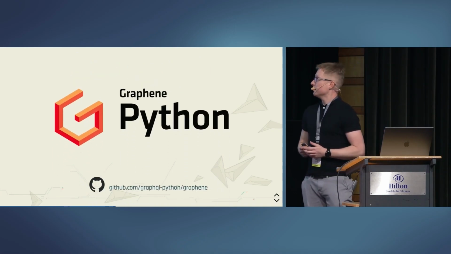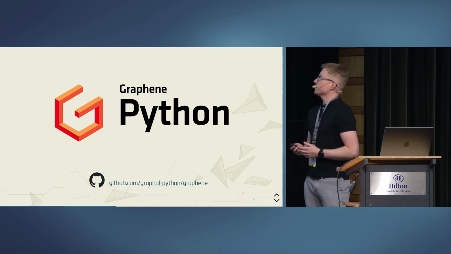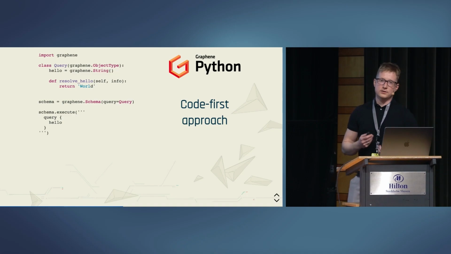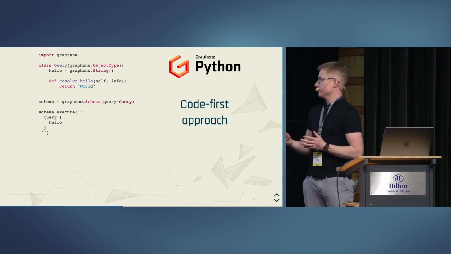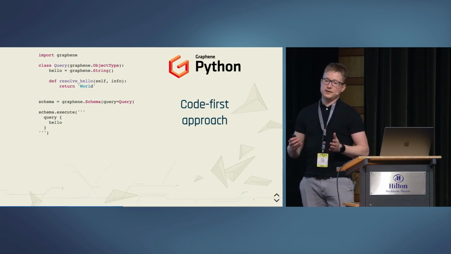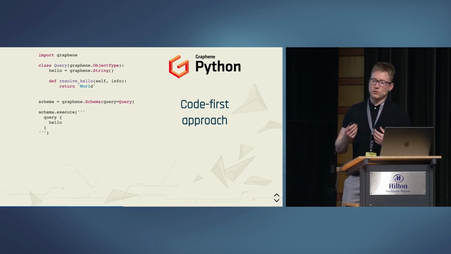The oldest and most mature one is the Graphene Python library, and it presents something that is called the code-first approach. It means that you first write Python code in classes that, for me, look quite similar to how Django REST framework serializers work. So essentially you're creating your schema with the framework-provided abstractions, and the schema gets created in flight.